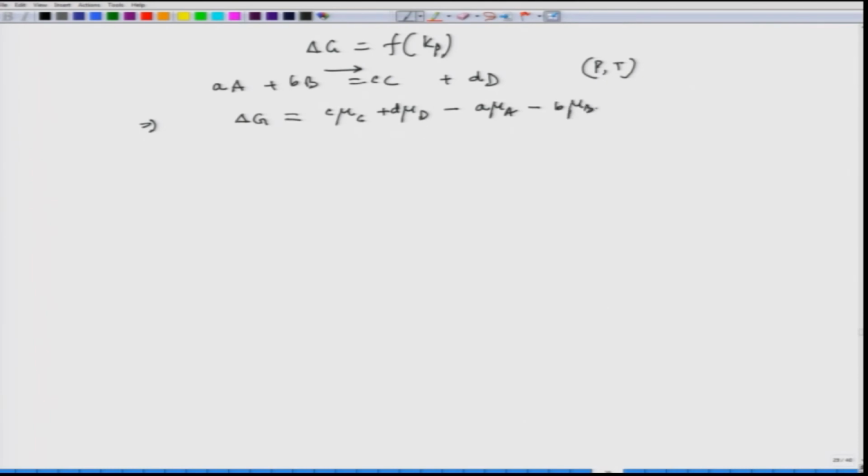Now, the question is what is mu? Mu is nothing but, this is written in the form of the partial derivative of G with respect to n_i at constant P, T and n_j. This is the definition we have for mu. Mu is considered as the chemical potential.